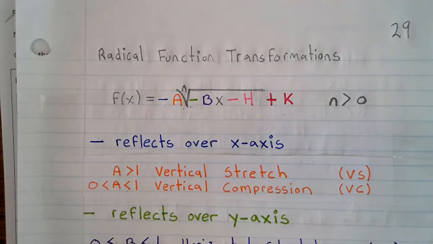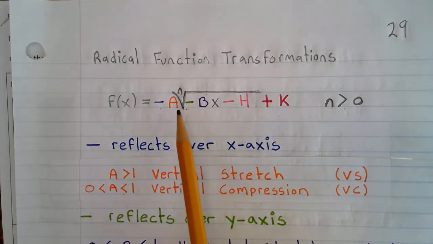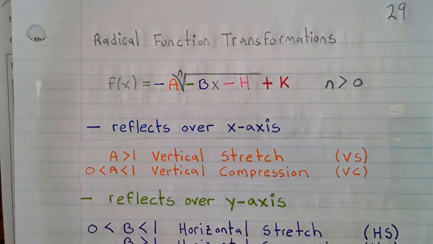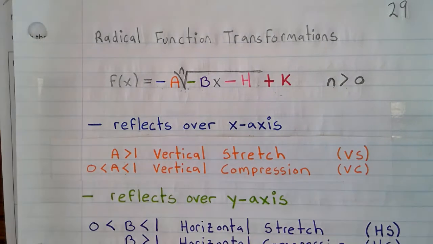All right, these should look familiar. We've already done transformation notes, and it's really the same thing, except instead of parentheses, we have the radical, or the square root, okay? So go ahead and write down the f of x equals part of the notes. All right, so now let's just break down each part.